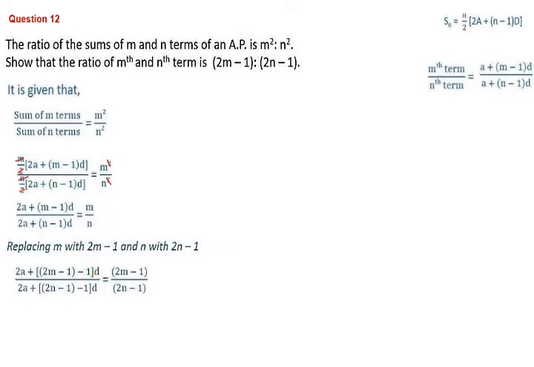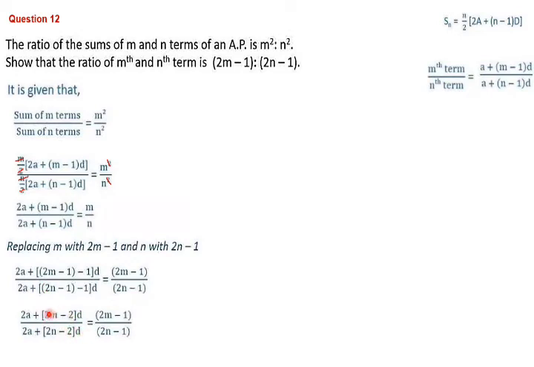Again there is a minus 1 into d. N here I have replaced with 2n minus 1, again minus 1 into d. Here also we have to replace m and put 2m minus 1, and replace n and put 2n minus 1. Then we get 2a plus 2m minus 2 into d, divided by 2a plus 2n minus 2 into d.